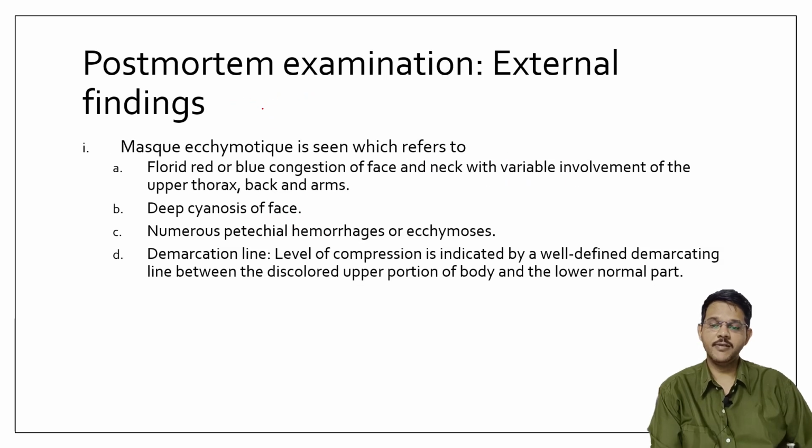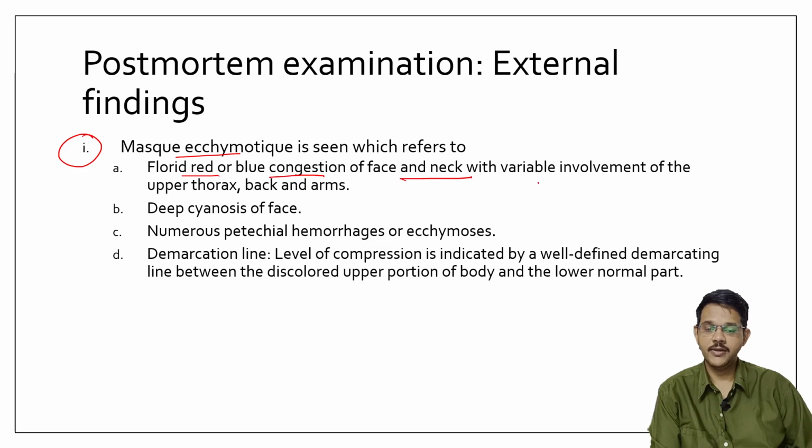Postmortem findings, external findings: a classical sign of mask ecchymosis is seen. It is a form where there is a florid red and blue congestion of the face and neck with variable involvement of the upper thorax, back, and arms. So typical florid red and blue congestion is seen in the face and neck. Then there is deep cyanosis of the face.